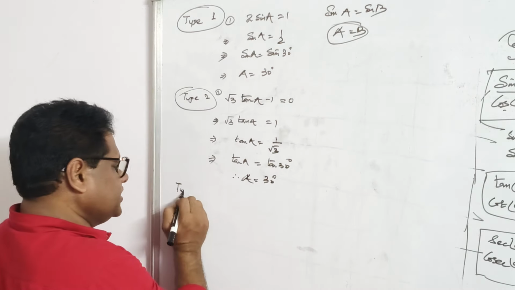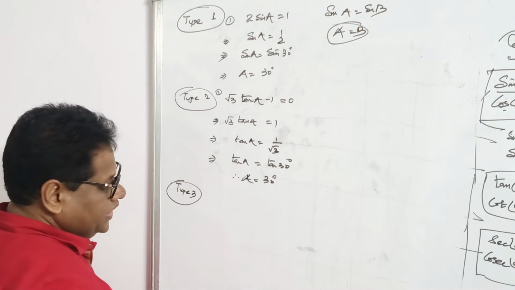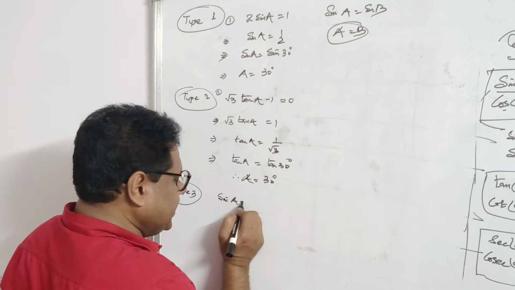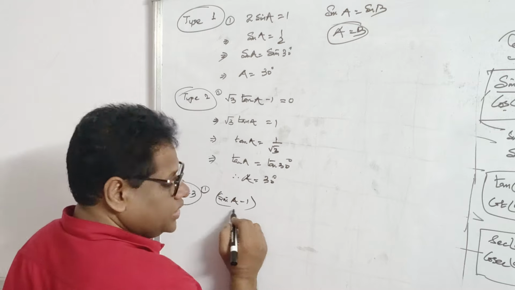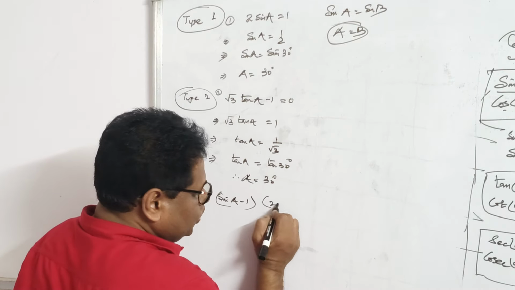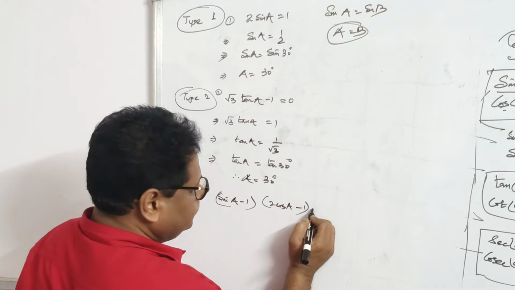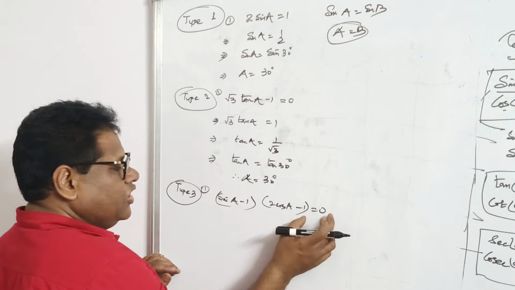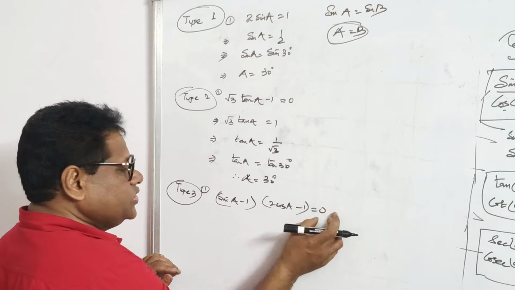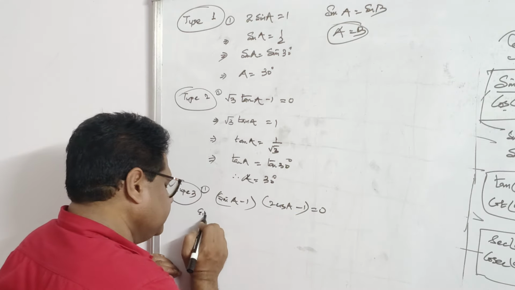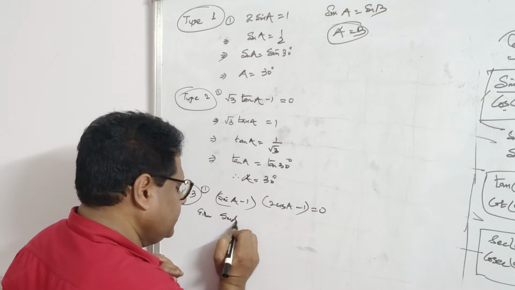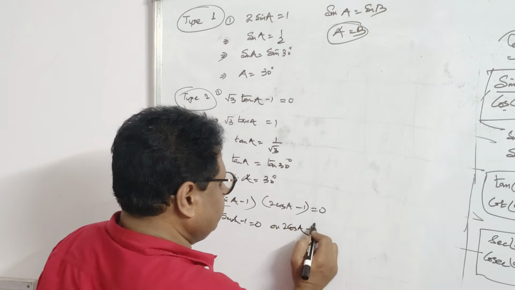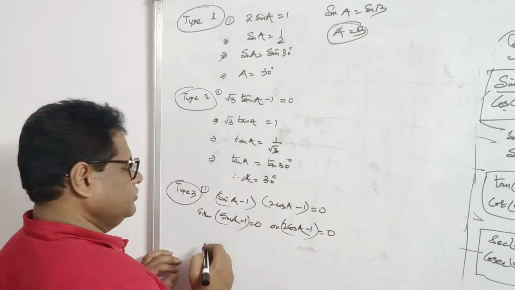Then let us discuss type 3. In type 3 we are giving a quadratic equation. Suppose we have this question: sine A minus 1 into 2 cos A minus 1 equals 0. That means this into this equals 0. As you do in a quadratic equation, either this equals 0 or this equals 0. So you write either sin A minus 1 equals 0 or 2 cos A minus 1 equals 0.